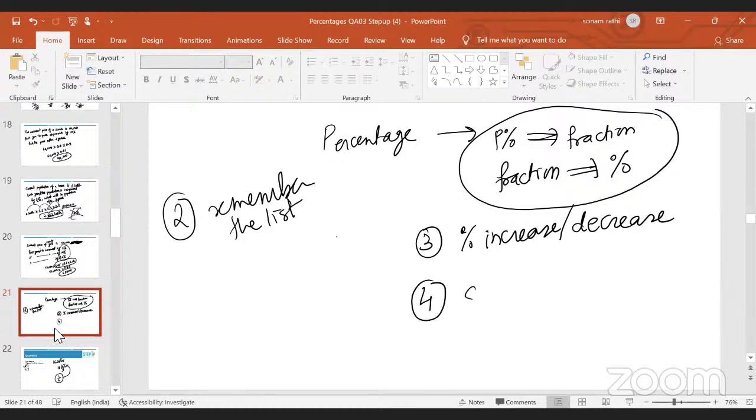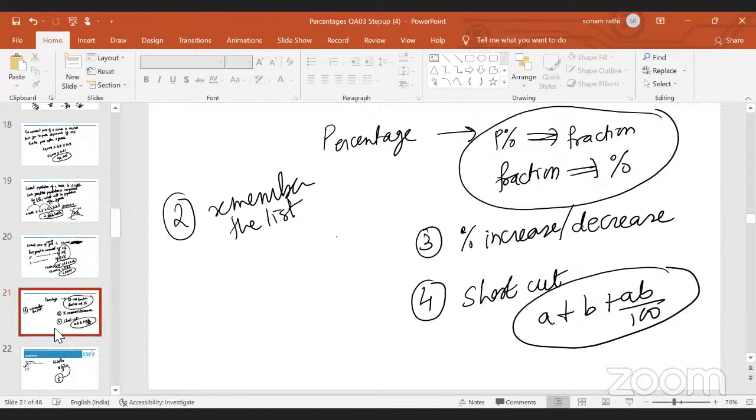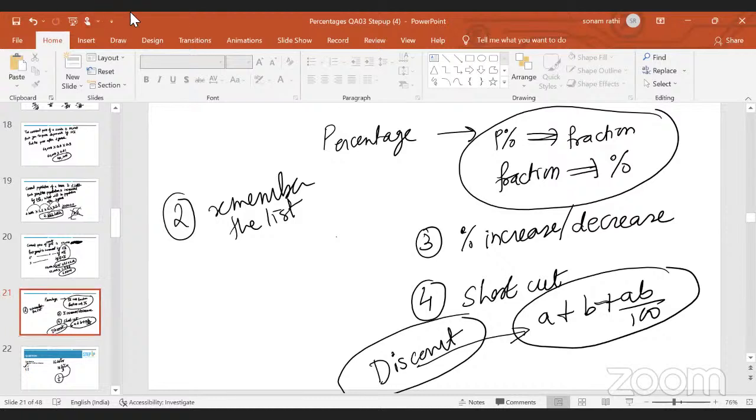Fourth, we learned a shortcut. What is the shortcut? The shortcut is A plus B plus AB by 100. This shortcut is applied at various levels. I will tell you in the next class. Today we have applied this shortcut to find the percentage change in the area of a rectangle, and second, for the square. We will use the same shortcut for discounts also. When we study discount, we will learn this as well.